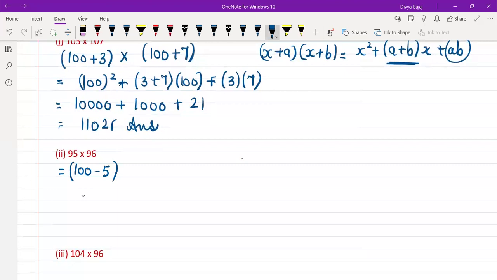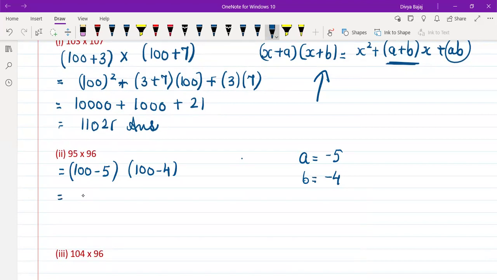And the second one will be in the form of 100 minus 4. So this way I have written both the numbers in the form of hundreds. Now look at this question very carefully. It is again in the same identity, x plus a and x plus b, where in this question a is minus 5 and b is minus 4. Yes, both are in the negative form. So let's apply the identity in this question also.